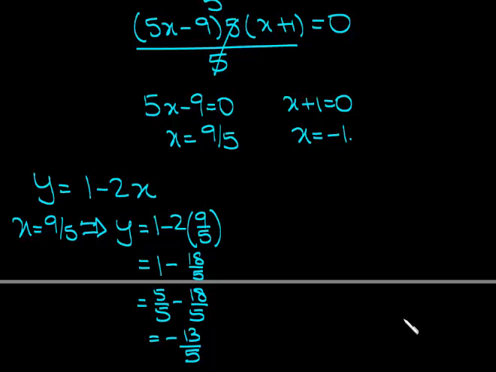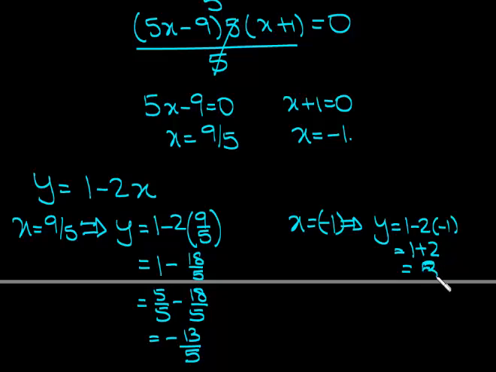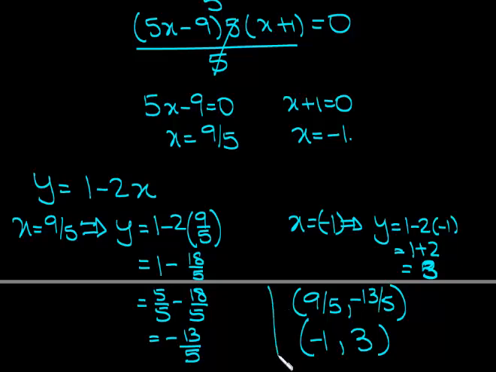Okay, so that's one answer. What happens if x is minus 1 then? We plug it into our y. Y is 1 minus 2 times negative 1. Negative 1, put parentheses. So you get 1 plus 2, so we end up with 3. Okay, so what are my solutions? If x is 9/5, y is negative 13/5, that's 1 point. And if x is minus 1, y is 3. So I got two solutions.